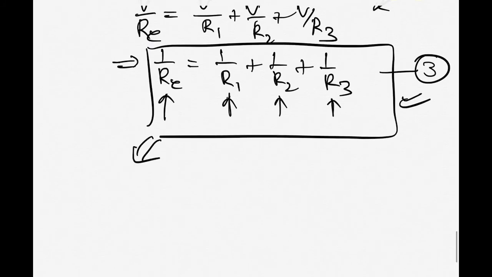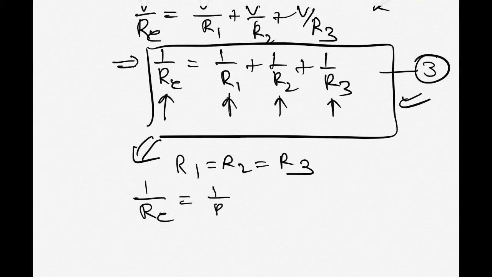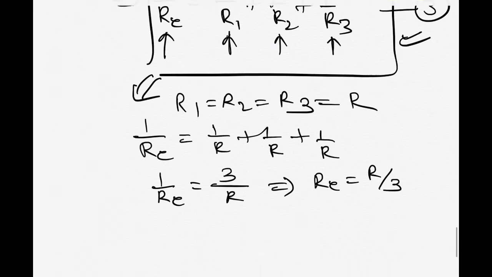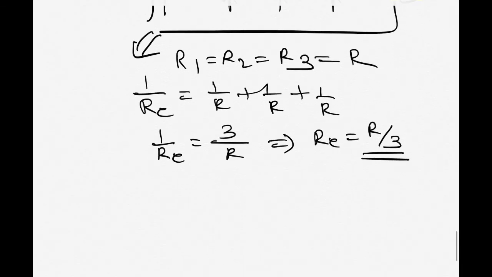Now we have a special case. What is the special case? When you have R1 equal to R2 equal to R3. In that case 1 upon Re becomes 1 upon R plus 1 upon R plus 1 upon R, if all these three resistances equal R. So 1 upon Re will become 3 by R, or you can write Re equals R by 3. This is an important result.